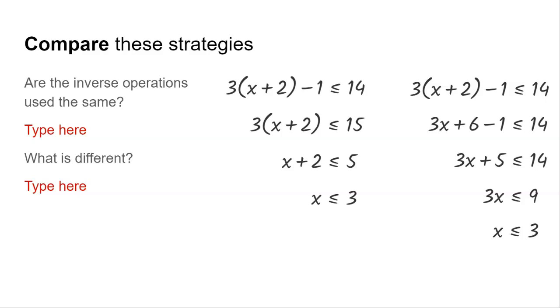So on the left side is the one from the previous screen, same one, but on the right side the distributive property was used. So I'm having them analyze these two processes and talk about what is different. Were the same inverse operations used? What changed? How many steps did it take to solve without using the distributive property? And how many steps did it take to solve using the distributive property? So they're comparing the two strategies.